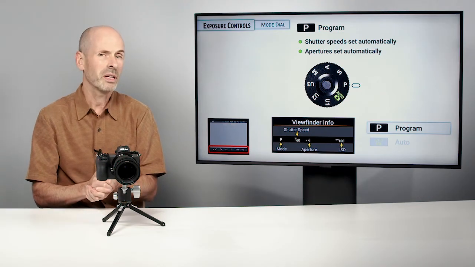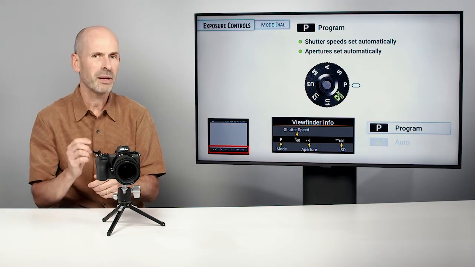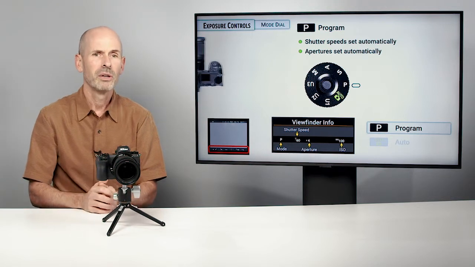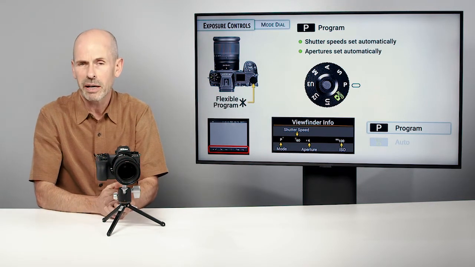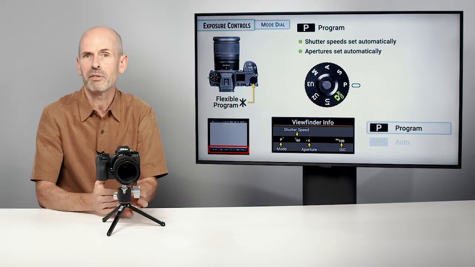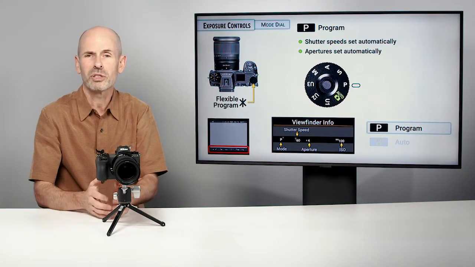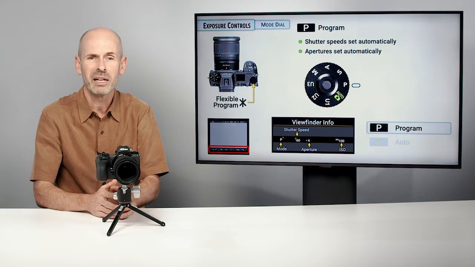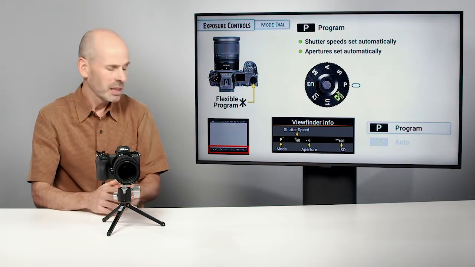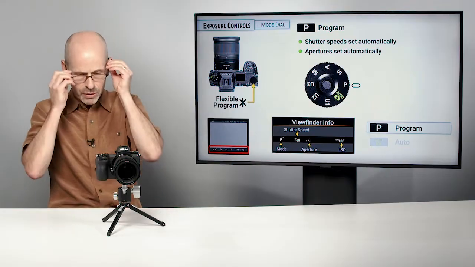And so one of the nice things about program is that you do have some manual control in here. So what you can do is turn the main dial on the back of the camera to do what's called a flexible program mode. And the idea here is that you can switch shutter speeds and apertures a little bit to different settings. So let's go ahead and take a look at what goes on.